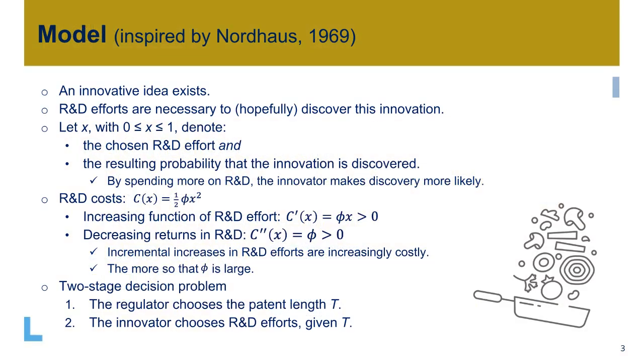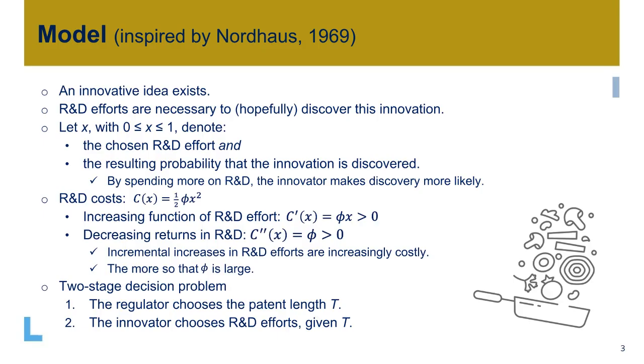We assume that an innovative idea exists. But turning that idea into a real innovation requires R&D effort. The variable x, which lies between 0 and 1, represents both the chosen R&D effort and the probability that the innovation is actually discovered. So, a higher x means investing more in R&D and having a higher chance of success.